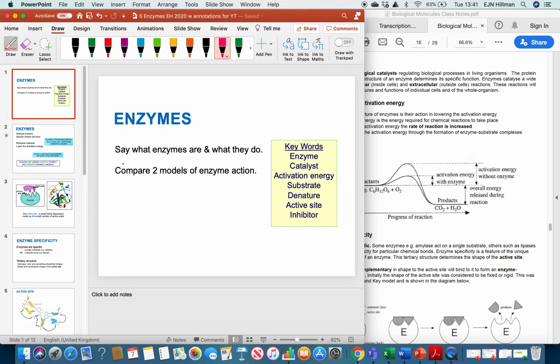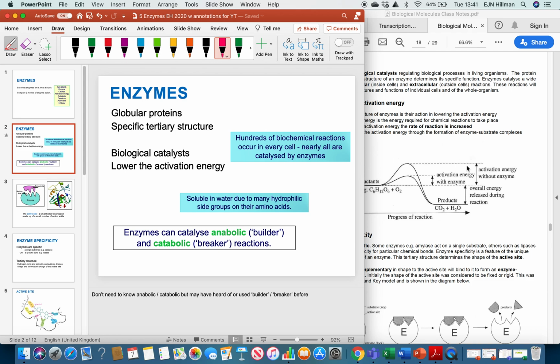basically what they are and what they do. And then we will spend a bit more time on these two models of enzyme action. So two explanations of how enzymes operate. Okay, so just as an introduction, they are globular proteins. They have a three-dimensional shape, tend to be soluble.